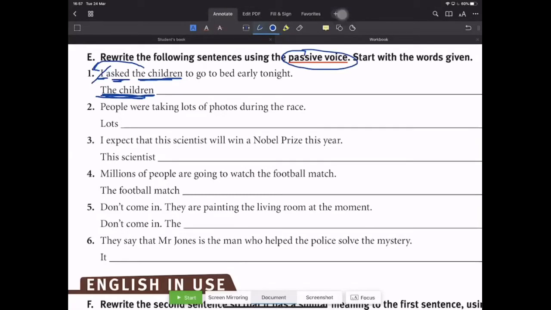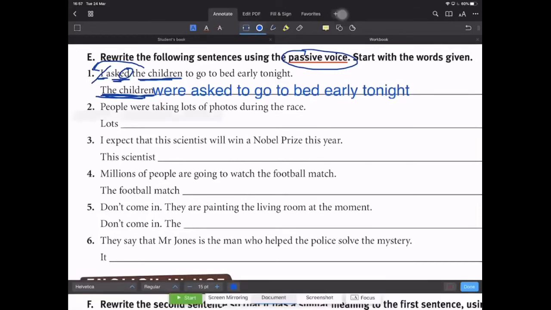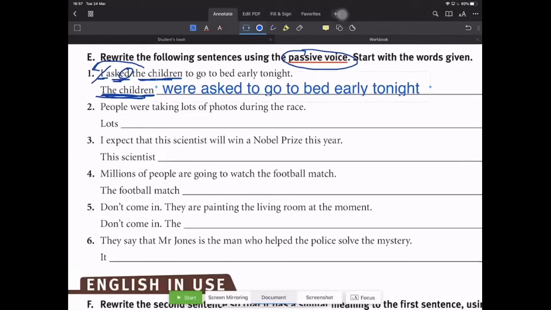لاحظ الشباب إن الفعل عليه ed. So it is in the past. So we will say what? Okay. The children were to go to bed early tonight. ليش were؟ لأن children جمع. ليش were؟ لأن الزمن في الماضي. اوكي. ولاحظ هنا عرفنا من الماضي أن الفعل asked.